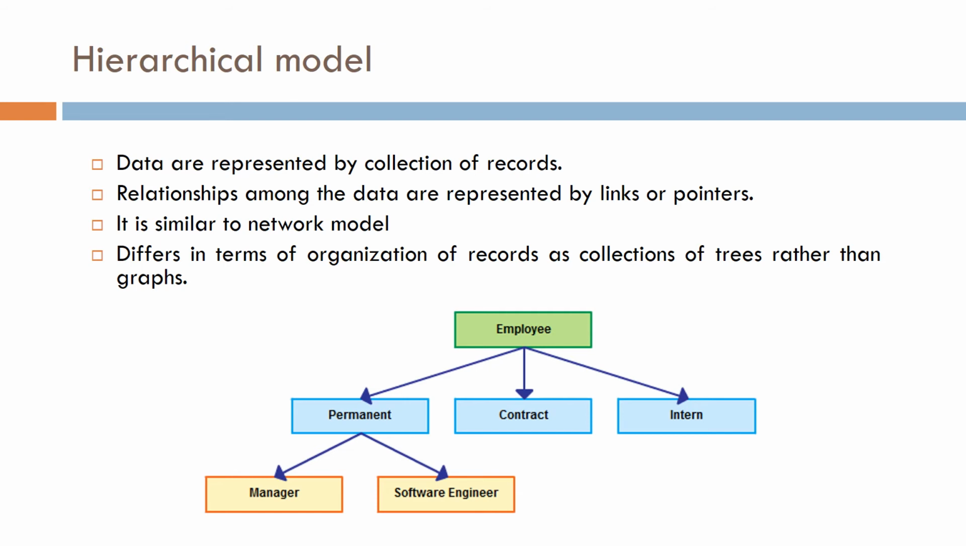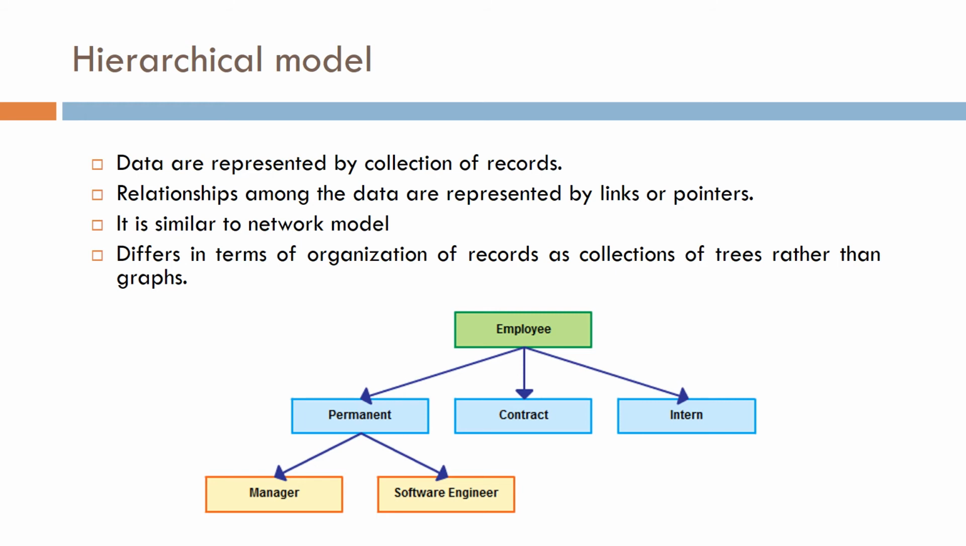Hierarchical data model. Data are represented by collection of records. Relationships among the data are represented by links or pointers. It is similar to network model. It differs in terms of organization of records as a collection of trees rather than graphs.